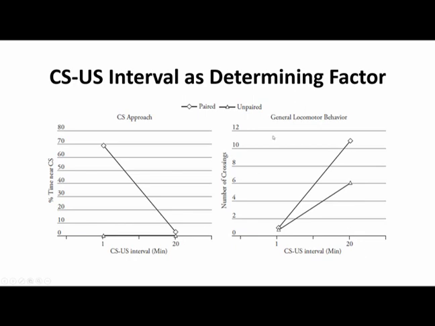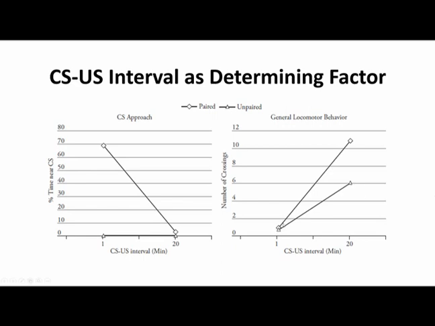And that something else is what the other graph is, and that's general locomotor behavior, which is basically how much they are moving around in the enclosure. And so here we can see that our unpaired control group did show more locomotion in the 20-minute CS-US interval, but that's effectively a side effect of it just being a longer interval. So as more time went on, they moved around more. But we care about this because this is showing us a baseline of how much movement we would expect if there was nothing else going on. That's why I pointed it out.